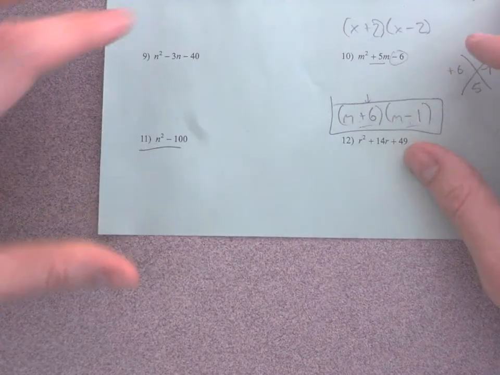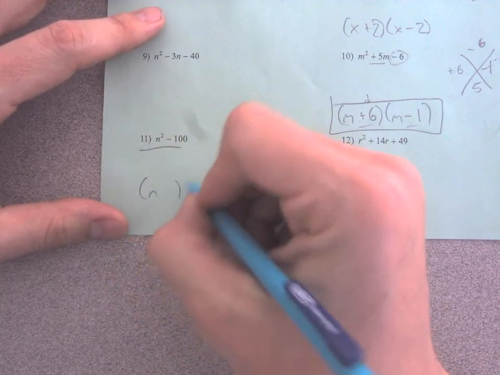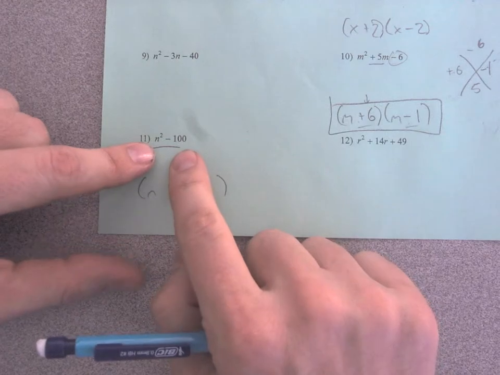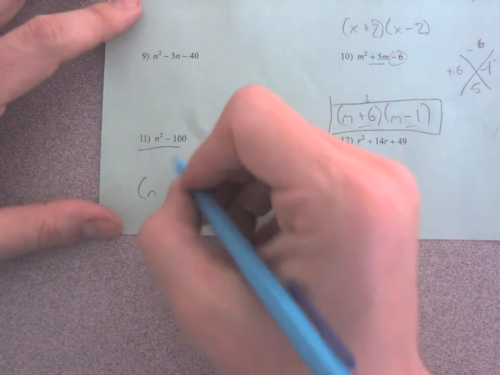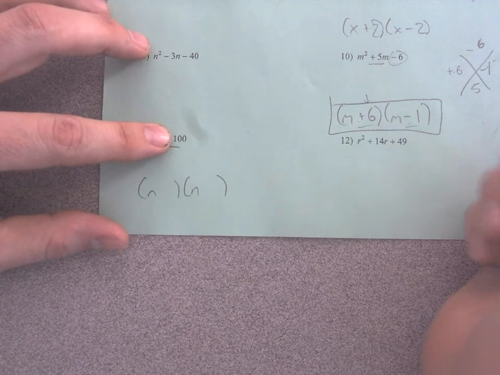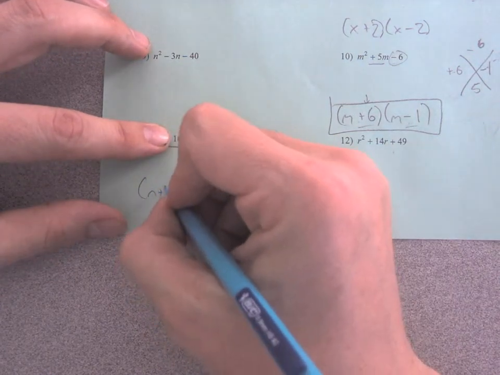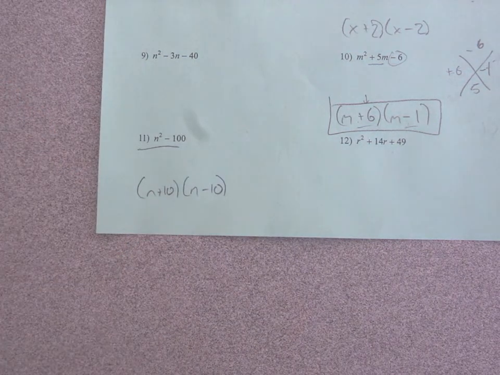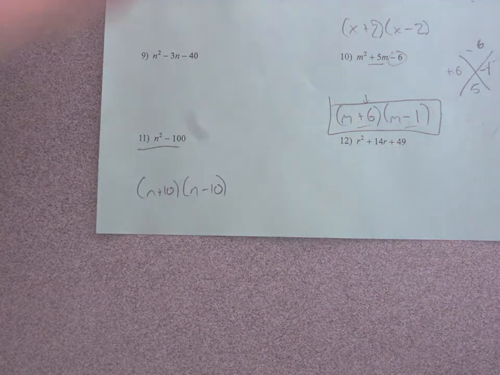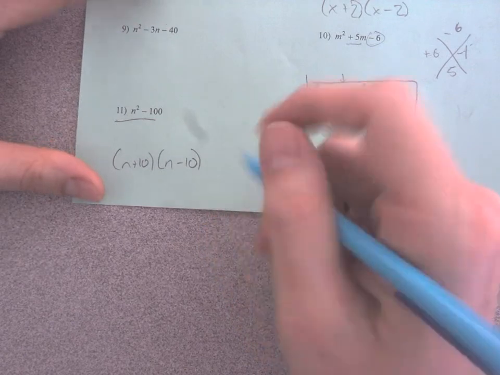All right, over here, same idea. I see a difference of squares. This is n squared minus 10 squared. 10 squared is 100, or in other words, the square root of 100 is 10. So I know my factors here have a plus 10 and a minus 10 in them. On this one, let's go ahead and double check.